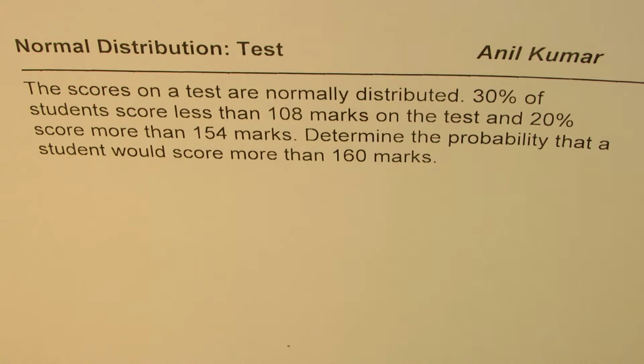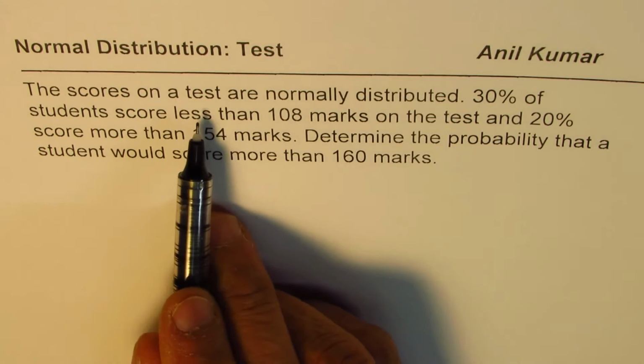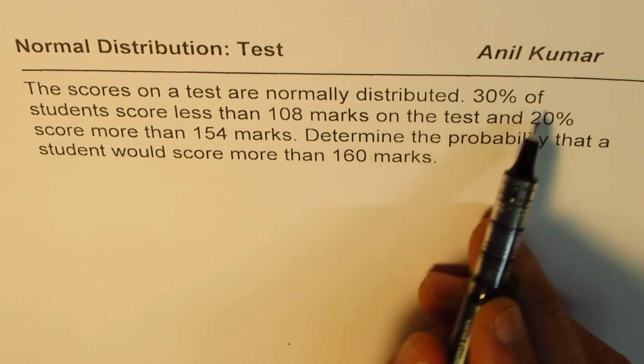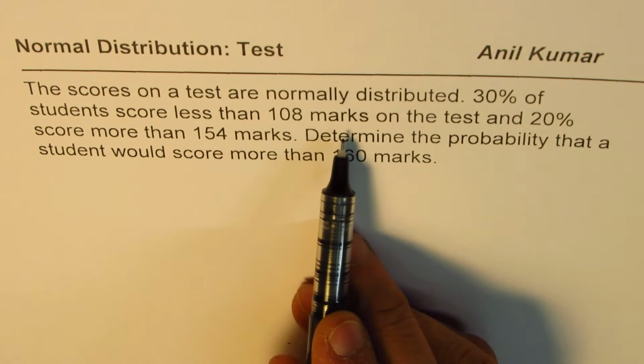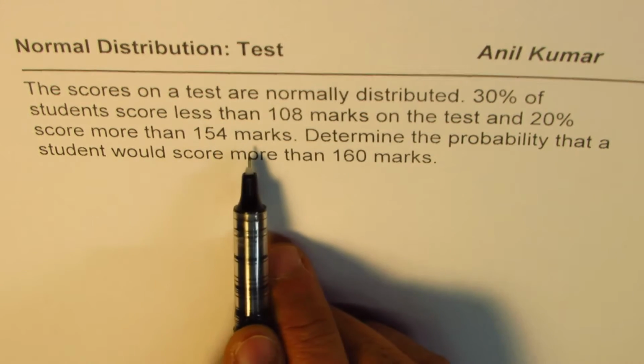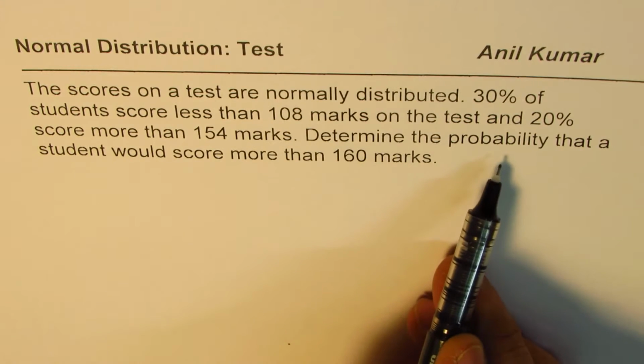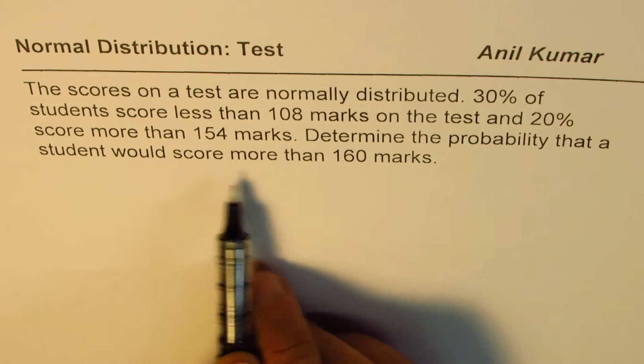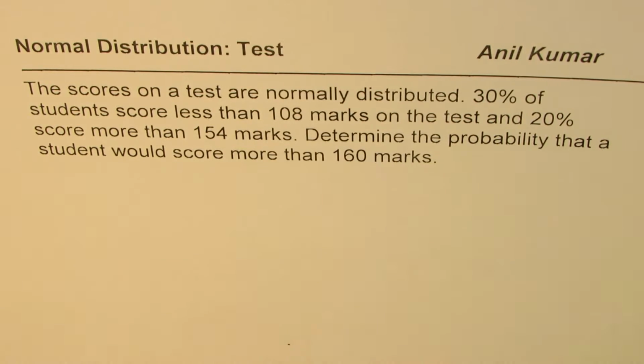Some of them can be very tricky, as the one which we are going to solve in this particular video. This question is, the scores on a test are normally distributed. 30% of students score less than 108 marks on the test and 20% score more than 154 marks. Determine the probability that a student will score more than 160 marks. This is an excellent question. We are actually not given the mean or standard deviation, and we need to solve this question, right? So those who are using calculators may find it very tricky also.